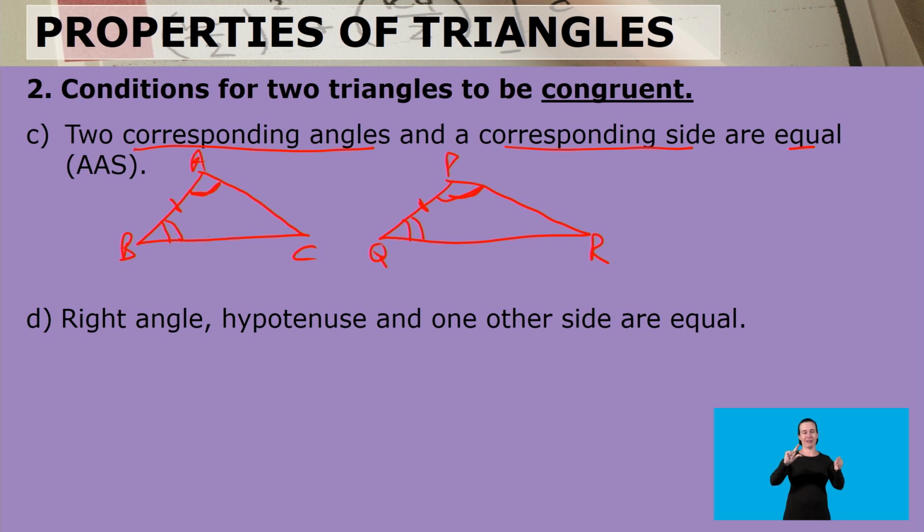And then the fourth one would be right angle, hypotenuse, and one other side are equal. Now in this case, the word hypotenuse speaks of a right-angled triangle.